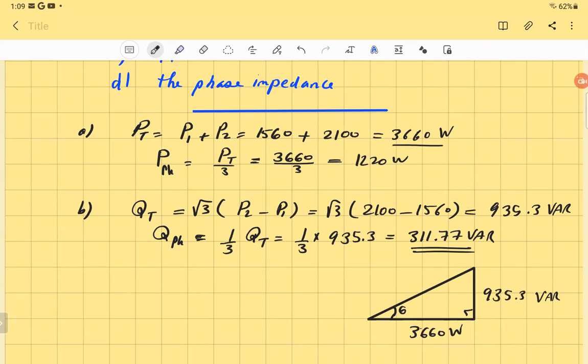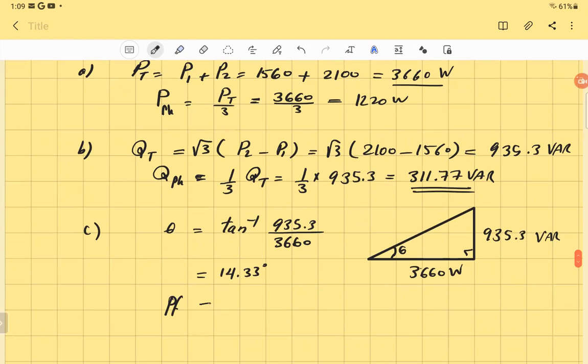Okay. So to find the power factor, first I get theta. Theta is equal to tan inverse of 935.3 divided by 3660. Somebody might ask, can I use the per phase quantity? It's the same, because if you divide by 3 in the top and the bottom, it's the same. So you get theta, which is 14.33 degrees. Once you got theta, you can now find the power factor, which is equal to cosine theta. That will give you 0.9689.